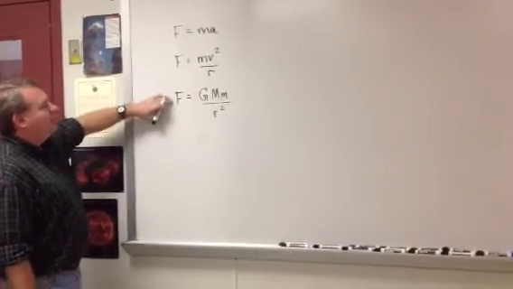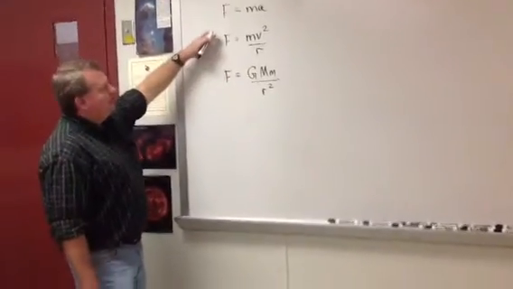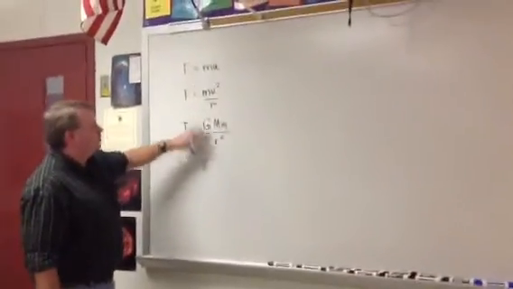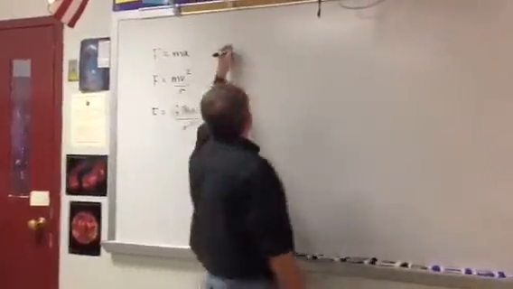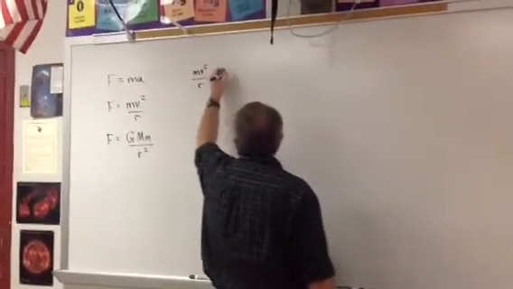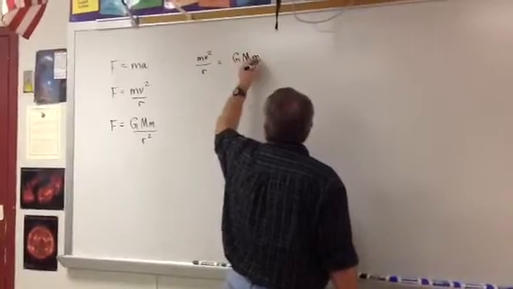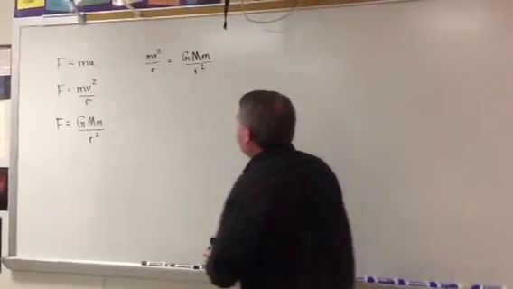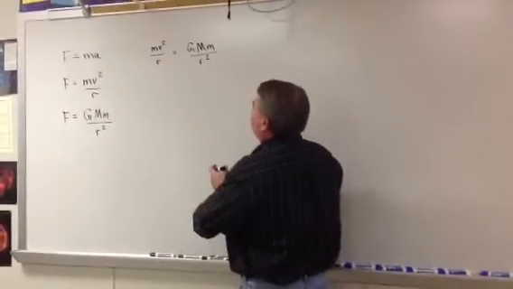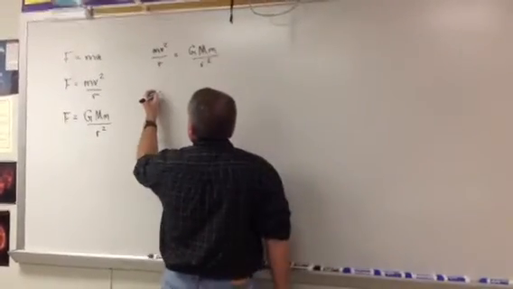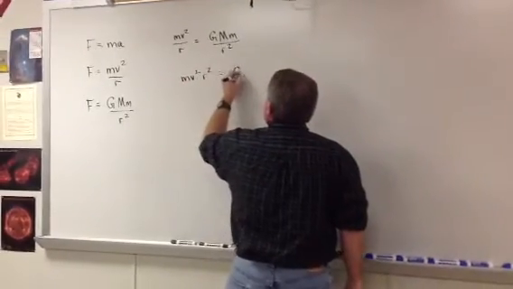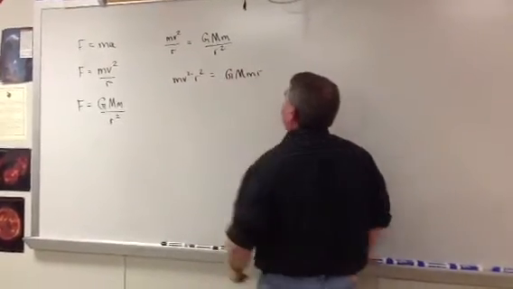This is a force that we can set equal to another force. If this force is equal to this, and this force is equal to this, then this is equal to this. So we're going to set these two equal to each other: mv squared over r is equal to GMm over r squared. Now we're going to cross multiply and get rid of the fractions. So we have mv squared r squared is equal to GMm times r.